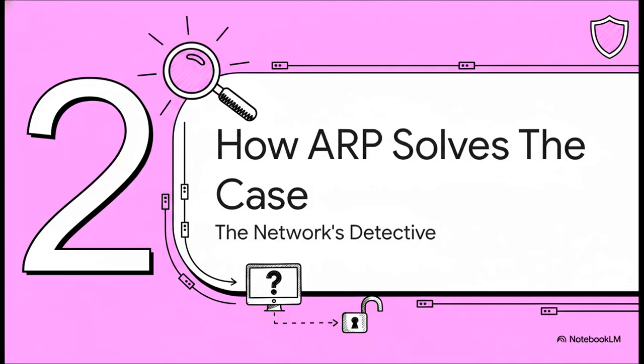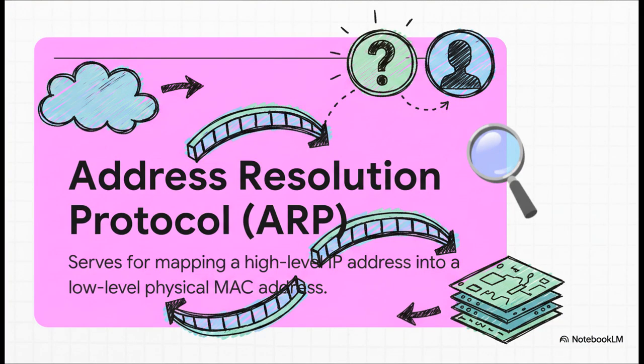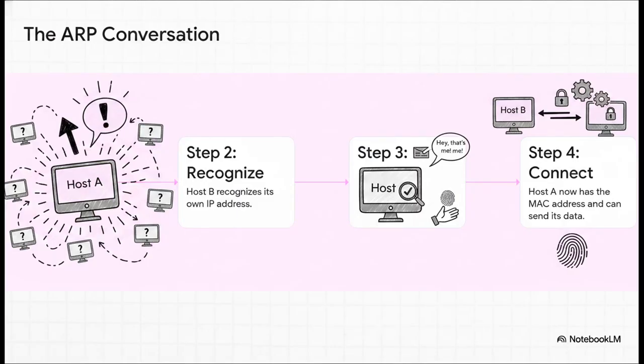Well, this is where our hero steps in. The protocol that plays detective and solves this whole identity crisis is called the Address Resolution Protocol, or as we'll call it from now on, ARP. So the official definition says ARP's job is to map that high-level logical IP address to the low-level physical MAC address. But really, it's the translator. It's the bridge between where you are on the network and who you are on the network. Super, super important.